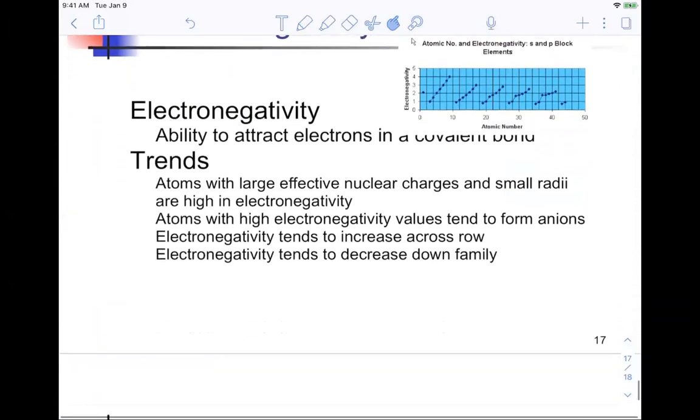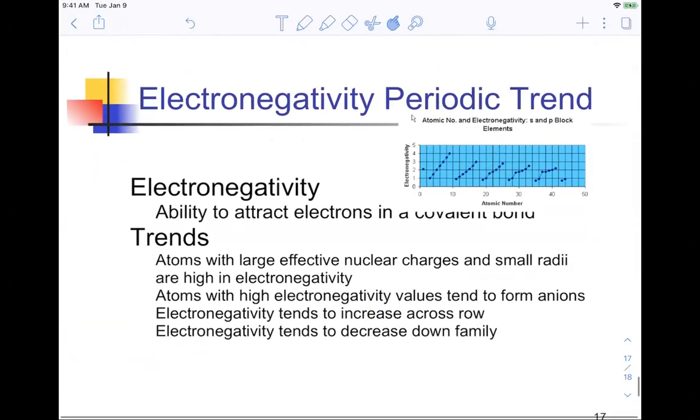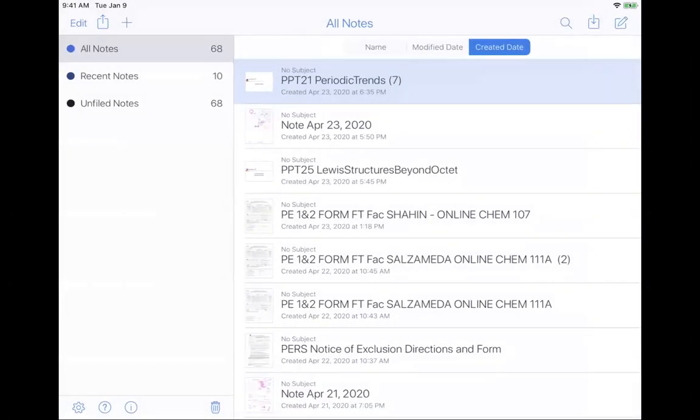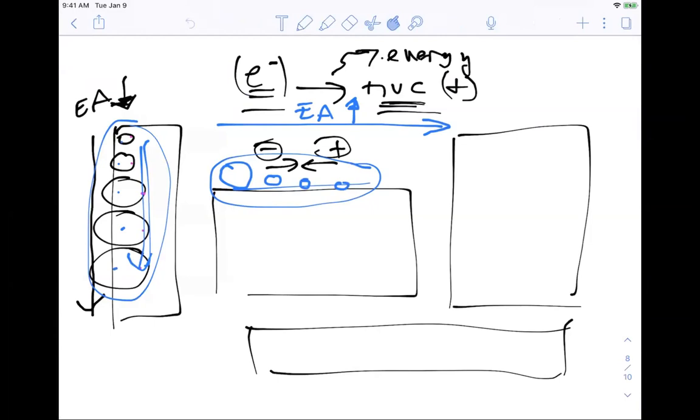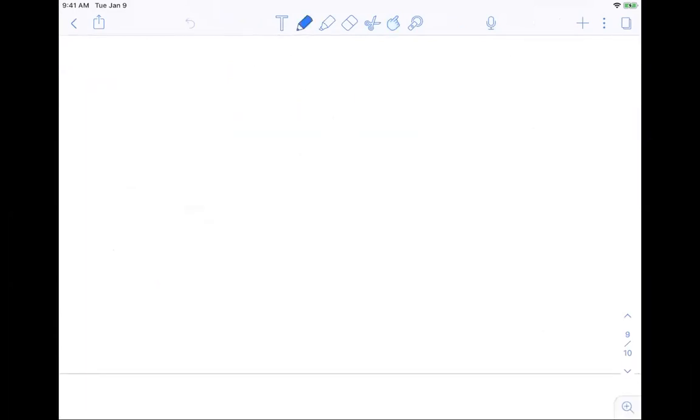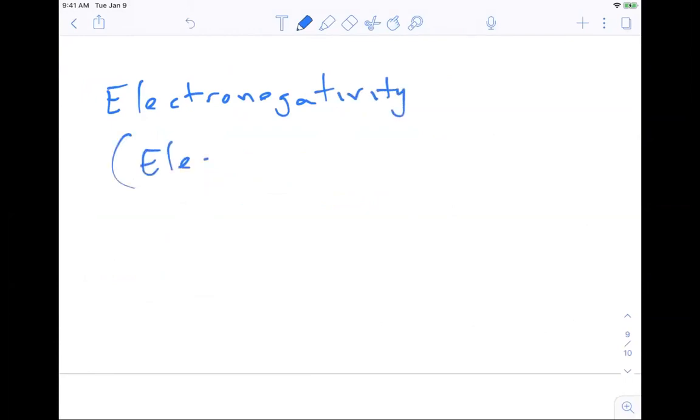Here's this last thing, electronegativity. This looks a lot like electron affinity, but it's not, and this is a really important term. So let me go back to my notes, and I want to talk briefly about electronegativity. What the heck is electronegativity? Looks a lot like electron affinity, but it's not the same, all right? So that's the first thing you got to get in your head. They look the same, but they're not the same.